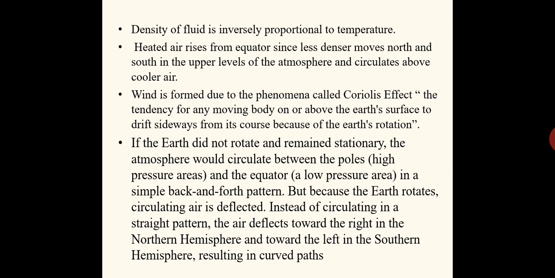Actually, air can move in a straight line, that is the meaning. But because the earth rotates, circulating air is deflected. Instead of circulating in a straight pattern, the air deflects towards the right in the northern hemisphere and towards the left in the southern hemisphere, resulting in a curved path. Because of the rotation of the earth, the air will be moving in a curved path instead of a straight line. That effect is known as the Coriolis effect.